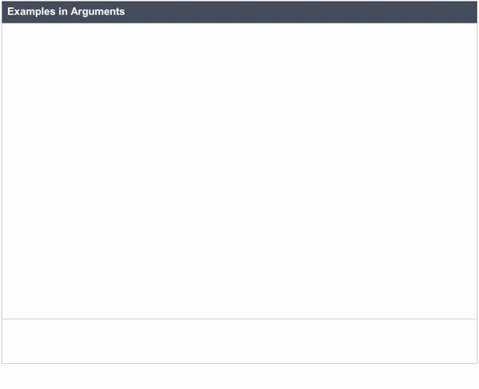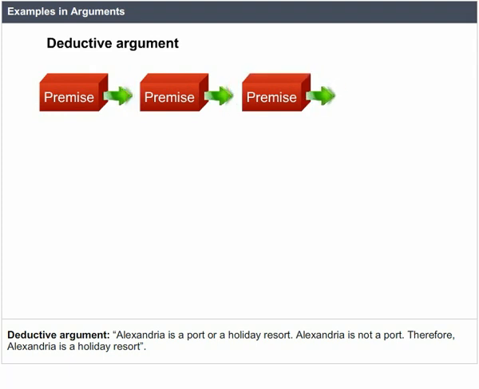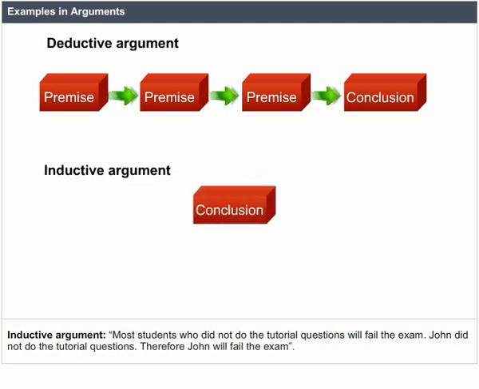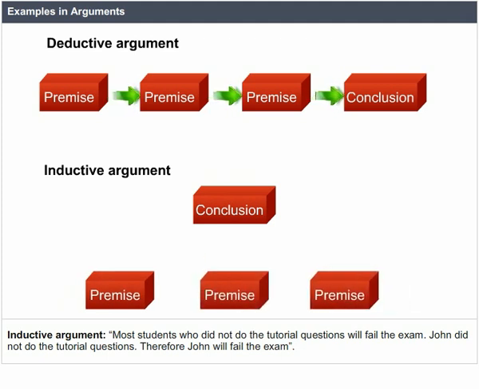Examples of arguments. Deductive argument: Alexandria is a port or a holiday resort. Alexandria is not a port, therefore Alexandria is a holiday resort. Inductive argument: Most students who did not do the tutorial questions will fail the exam. John did not do the tutorial questions, therefore John will fail the exam.